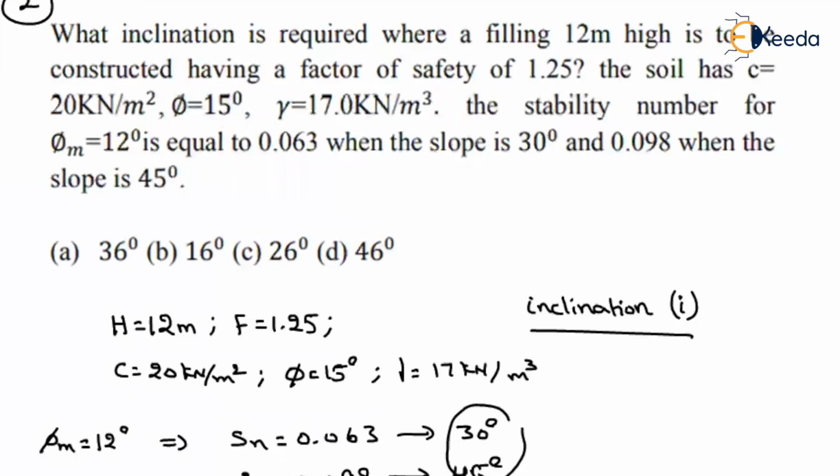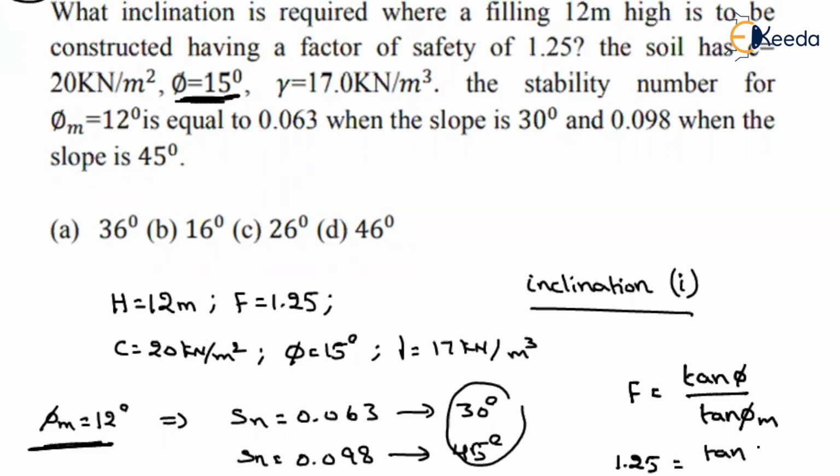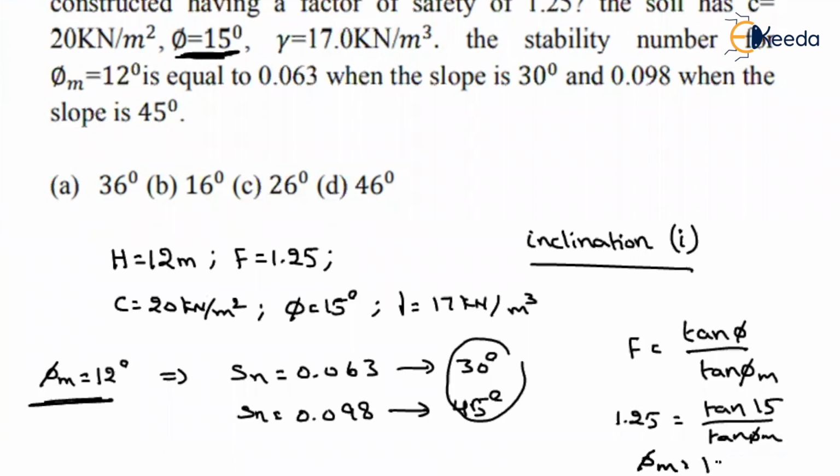Okay, now go to the value. Can we directly pick 0.078 from this? We don't have any value. That too, these are the values for the 12 degrees. But what we are having is the angle, 15 degrees. Then how can you proceed? So this is the maximum friction, but this is the mobilized. How can you define the relationship between these two? Factor of safety with respect to friction is tan phi divided by tan phi m. So if you substitute F equal to 1.25, tan 15 degrees divided by tan phi m. If you solve this, you will get mobilized friction equal to 12 degrees.